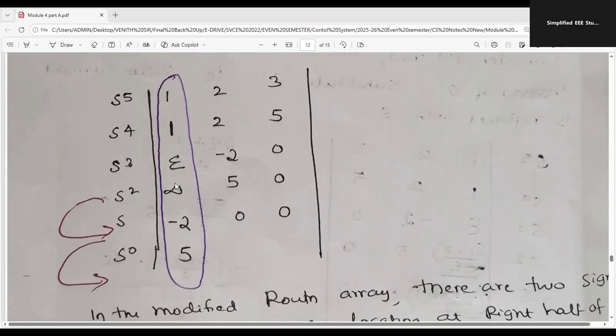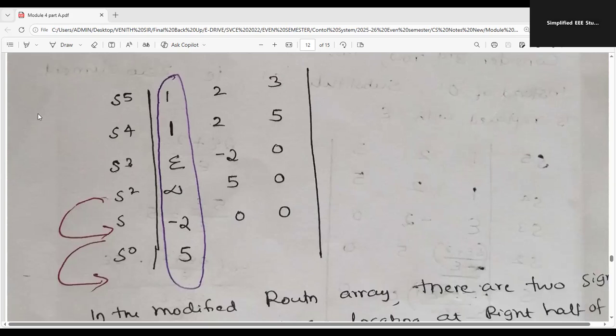Don't get confused about column and row. Whatever I have drawn is actually the column only. Consider the first column. After observing the first column, I came to know 1, 1, epsilon, infinity, minus 2, 5. Here, what is your conclusion? 1, 1, positive. Epsilon also we consider a positive element. Infinity also will be positive. But here we have a minus element. Then immediately we have a positive element. Don't think about epsilon, infinity.